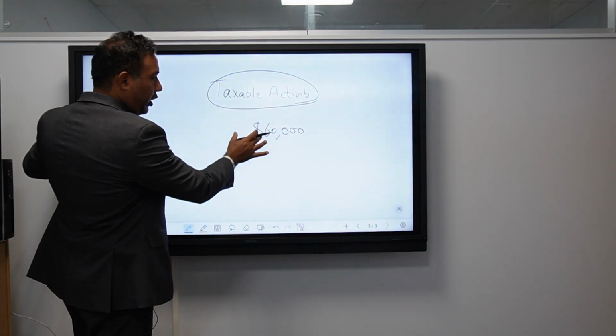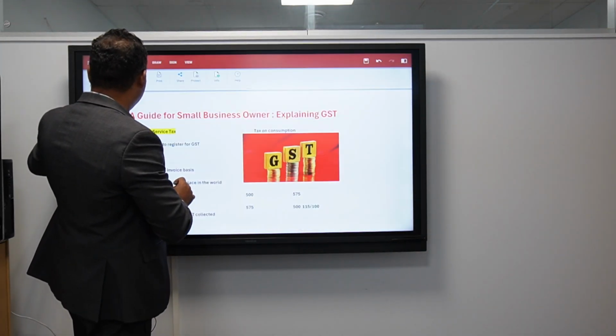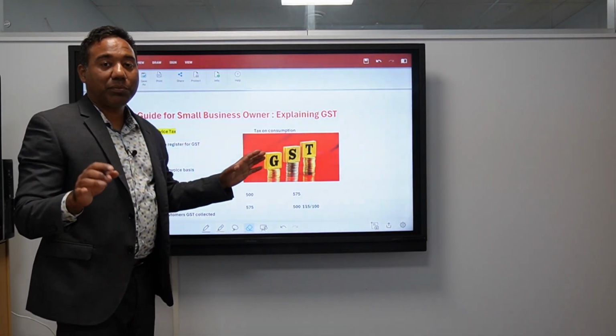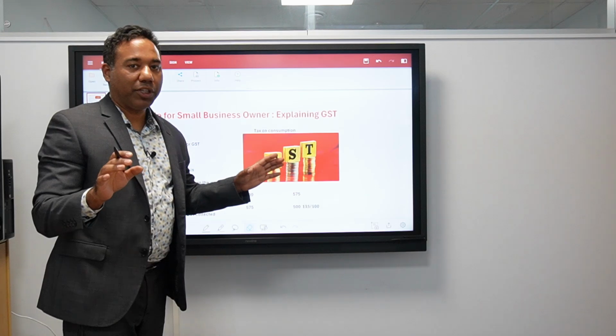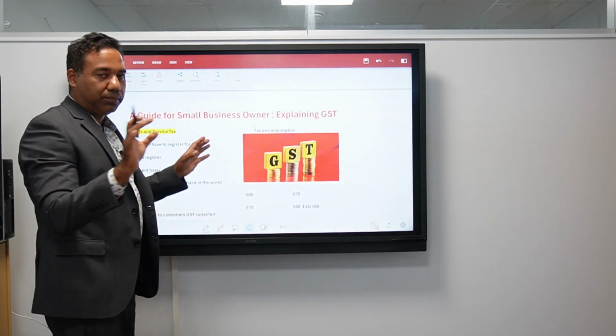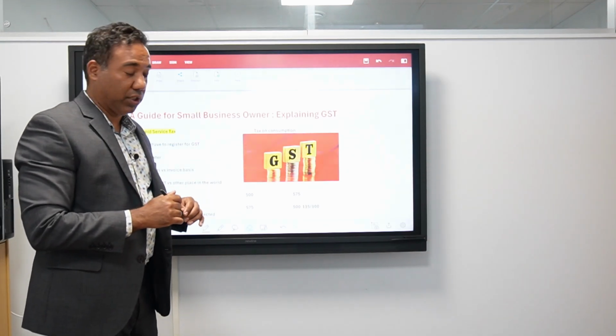So registration will kick in when you're at 60,000 and above. How to register? Very simple. Go on the IRD website, myird.gov.nz. Go on the website and register yourself. This is how simple it is. Just fill in a few forms, and you can register yourself.